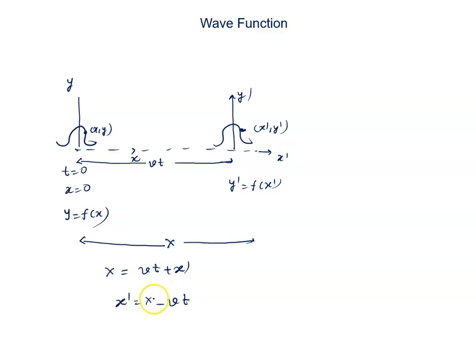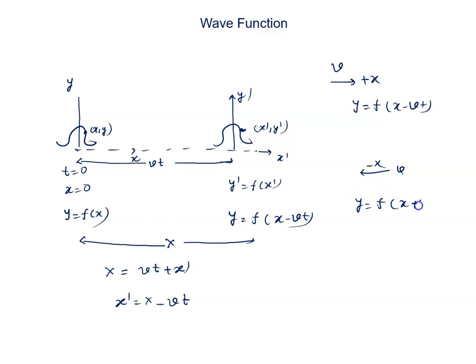We can relate y dash, y equal to f(x), y dash equal to f(x dash). So what is y? y can be written as f(x dash), that is f(x minus vt). So y equal to f(x minus vt) is known as a wave function. In a nutshell, when the wave is moving with speed v in the plus x direction, the wave function is given by y equal to f(x minus vt). And if the wave is moving with speed v in the negative x direction, then the wave function is given by y equal to f(x plus vt).